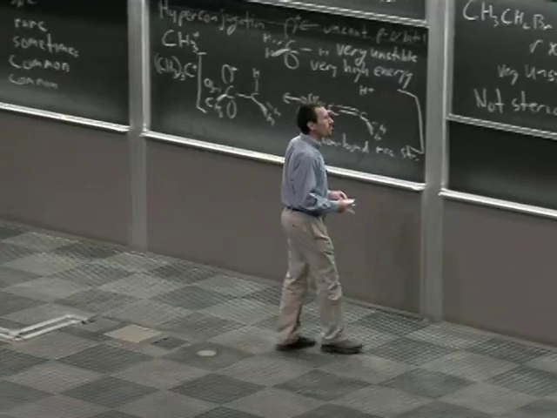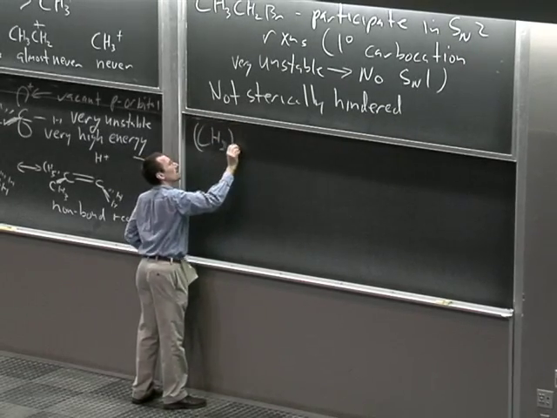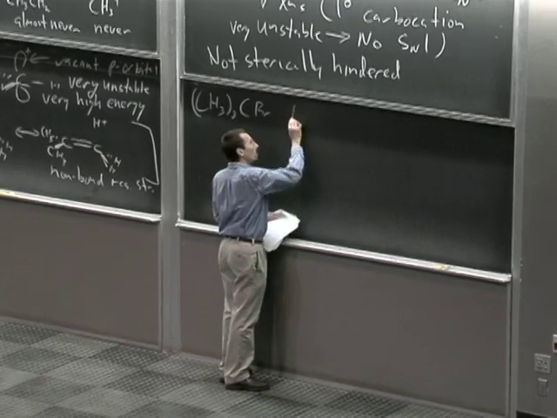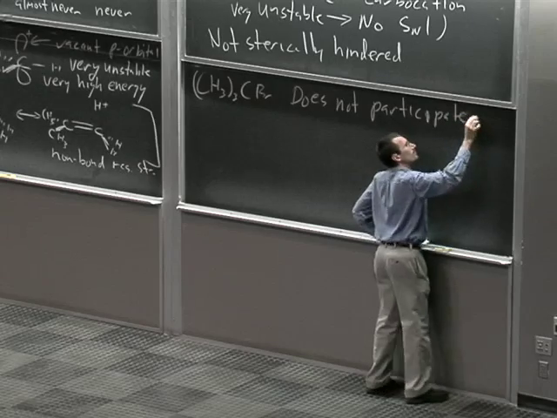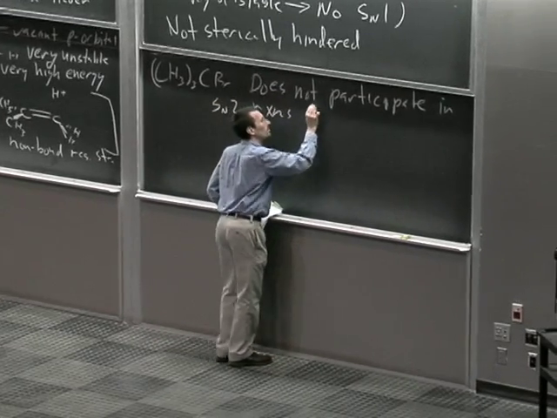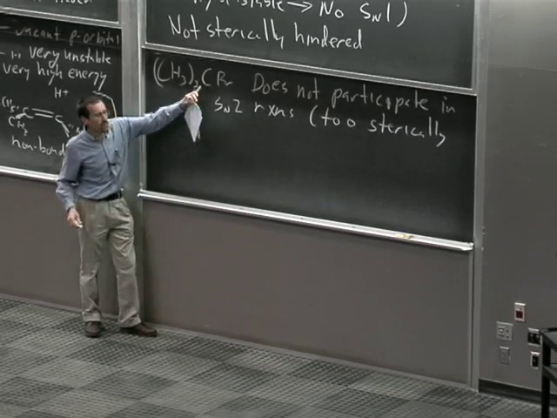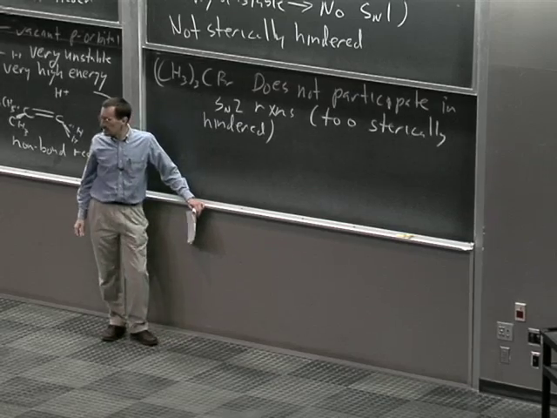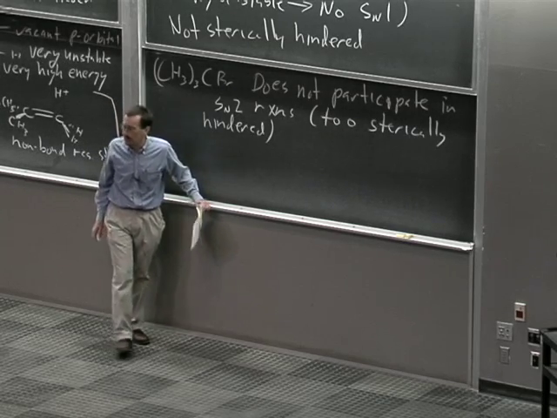And then just again for this comparison at the end, I'll say a tertiary alkyl halide like tert-butyl bromide participates in SN1, but not in SN2. Too sterically hindered for a nucleophile to get in close. But it participates in SN1 because it can form a tertiary carbocation, which is going to be the least bad sort of carbocation that you can form.